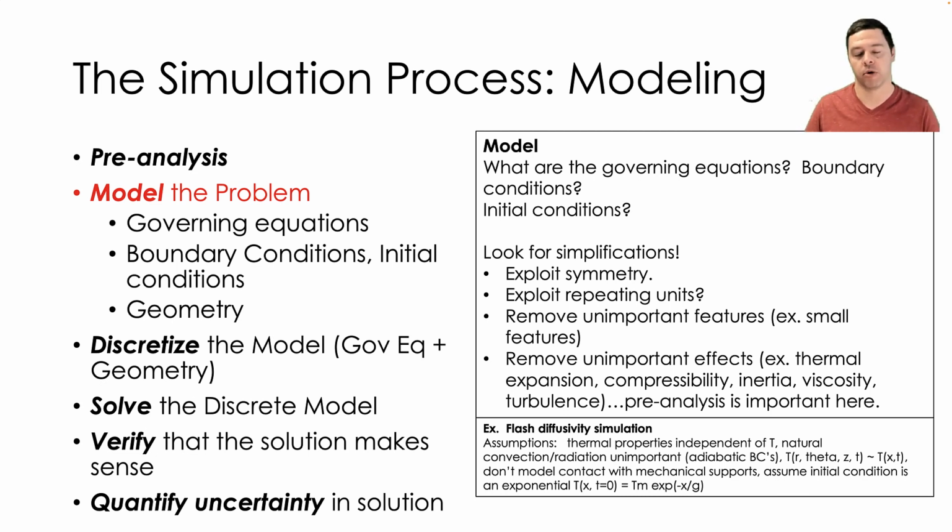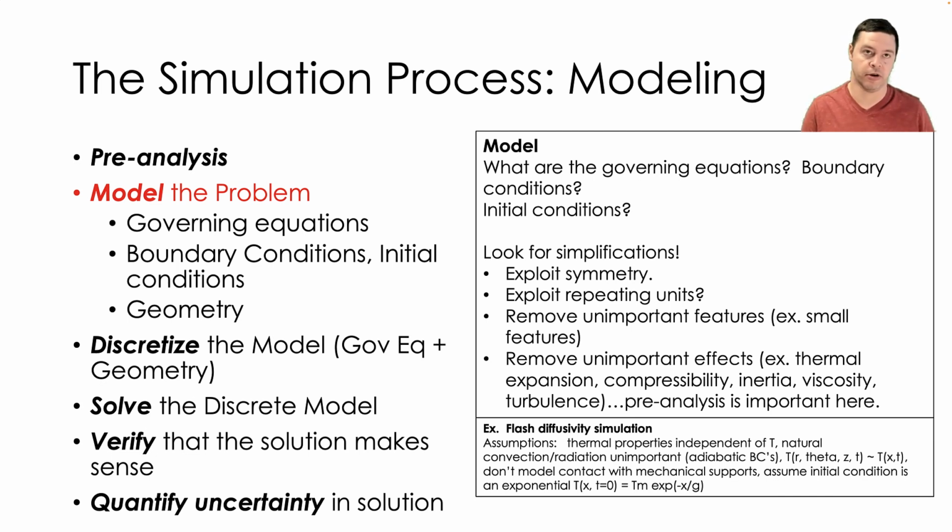Also, removing unimportant effects in the physical model is important. If you don't think that thermal expansion is an important part of your heat transfer problem, then remove it. Similarly, compressible flow can be hard to simulate. It adds a lot of extra complexity to the solution process. If you don't have a compressible flow problem, treat the density as constant. If you think that you have a low Reynolds number flow, maybe you remove the effect of inertia in the problem.